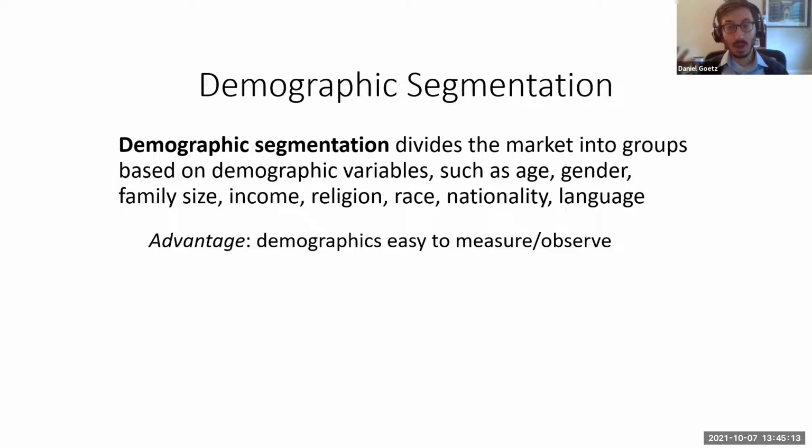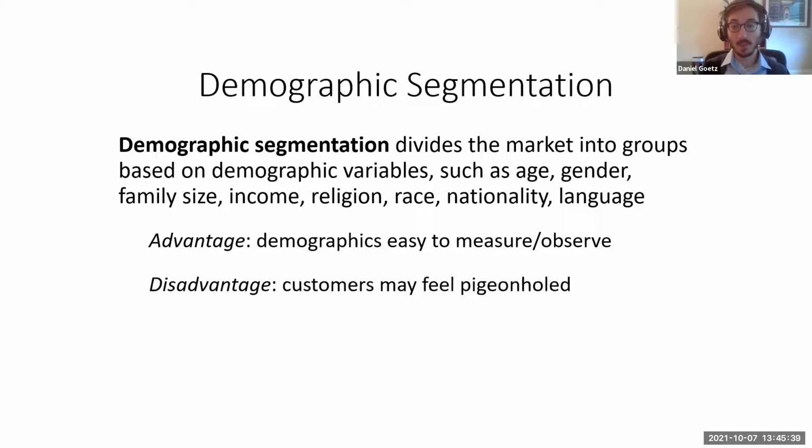Things like age, gender, family size, language, race, religion. These are all very easy to see in the data. You can easily go to any statistical agency in, say, Canada or the US and look at a zip code and see, okay, what's the makeup of people in terms of their income or language at a very fine level, okay? Disadvantages that customers may feel pigeonholed. I'll come back to that in a second.